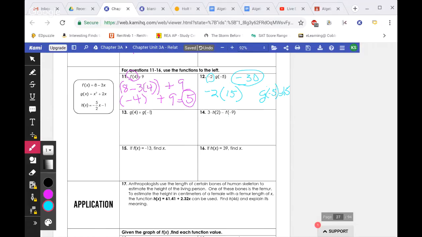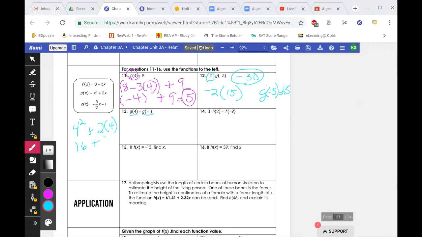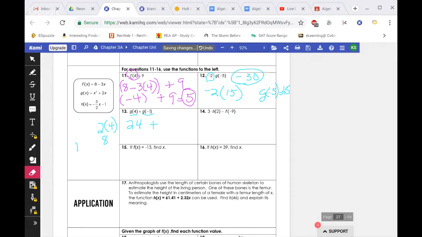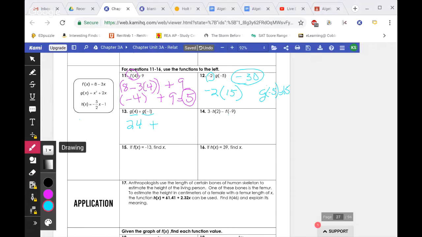Now for 13, we're supposed to find the value of g at 4 and the value of g at negative 1. So g of 4, we'll just do 4 squared plus 2 times 4. That's going to be 16 plus 8, so that's going to be 24. I don't have enough room in my little box to do all my side work there. If y'all need to attach, I would totally have to have an extra sheet of paper for this assignment. There's a lot of side work.